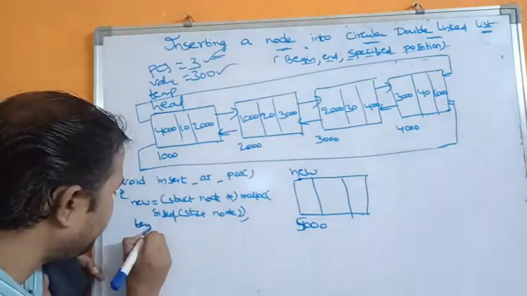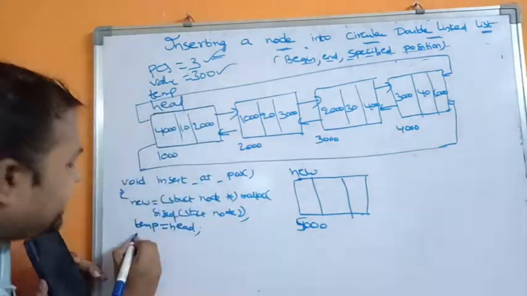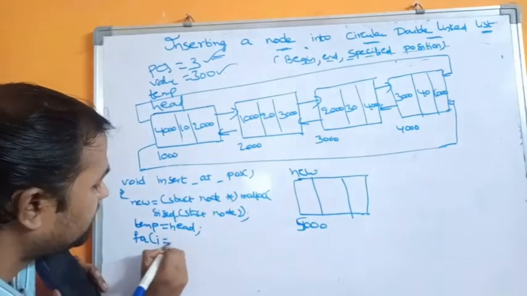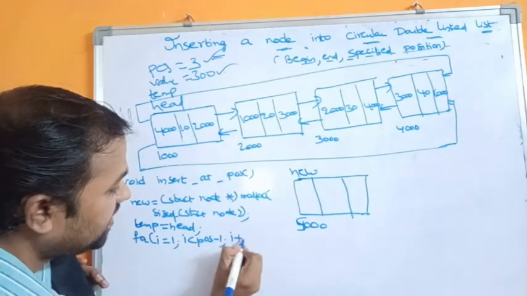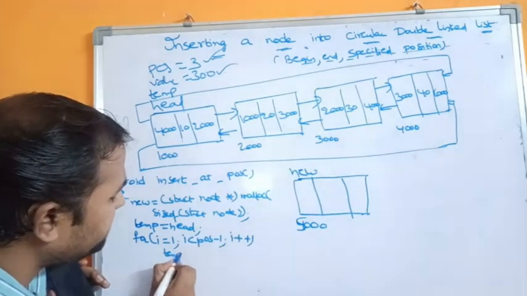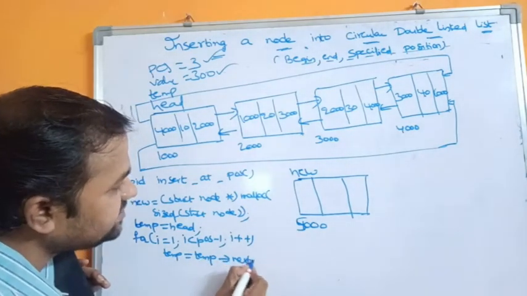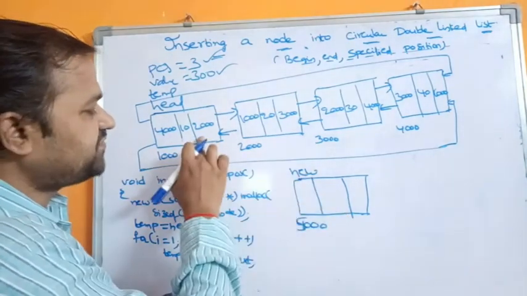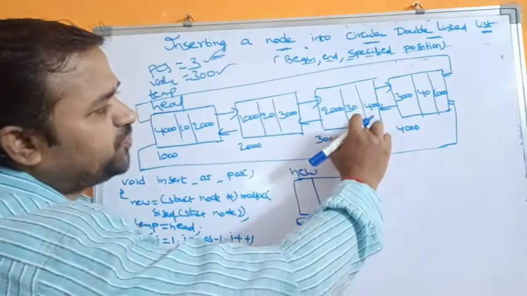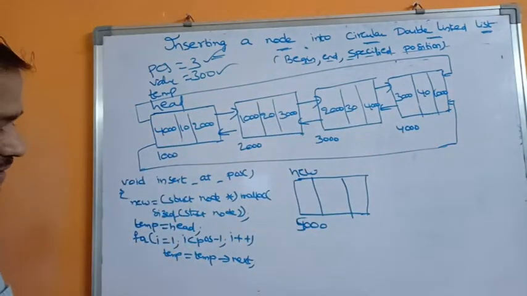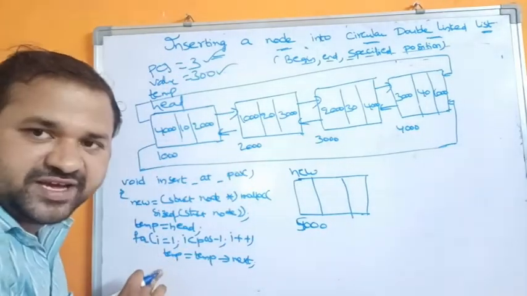So temp is equal to head. So initially temp is placed at head position. Next for traversing I am using this for loop. For i is equal to 1, i less than position minus 1, i plus plus, temp is equal to temp arrow next. Here our target is we want to insert a node at the third position. This is first position, second position, let it be the third position. So this will become fourth position and this will become the fifth position. So we have to traverse the temp till we get second position. So for that we are using this for loop.